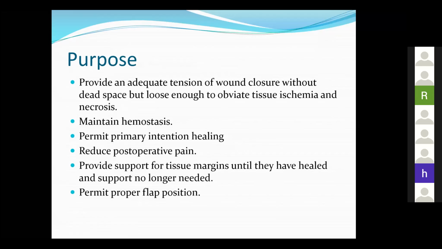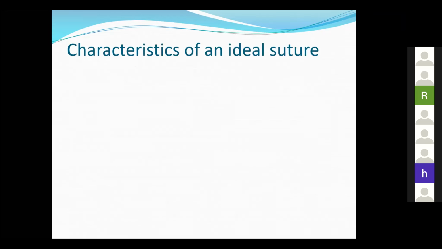and it permits tissue flaps to be approximated together. So if we are raising flaps like in abdominoplasty or mastectomies, if we suture them, it avoids dead space. So the sutures can be used for various reasons. What is the ideal suture?